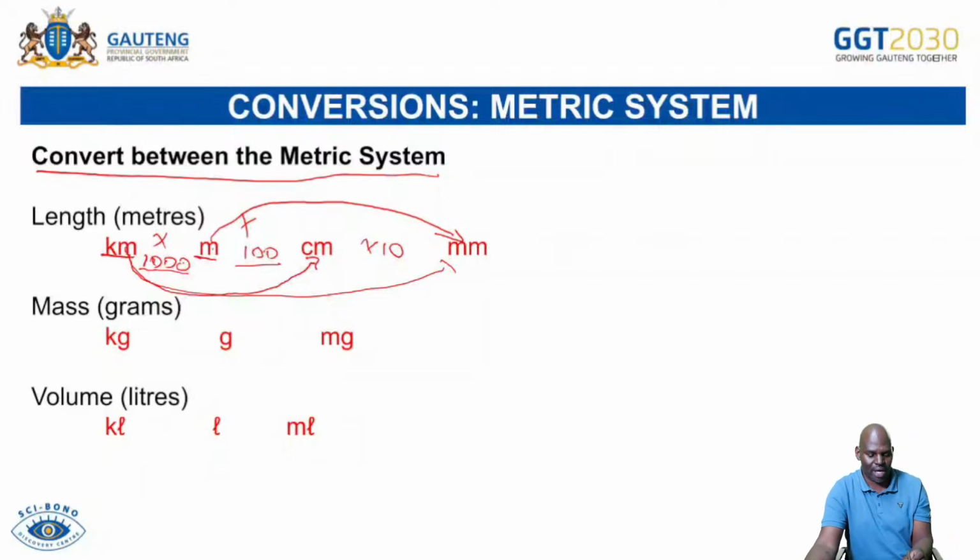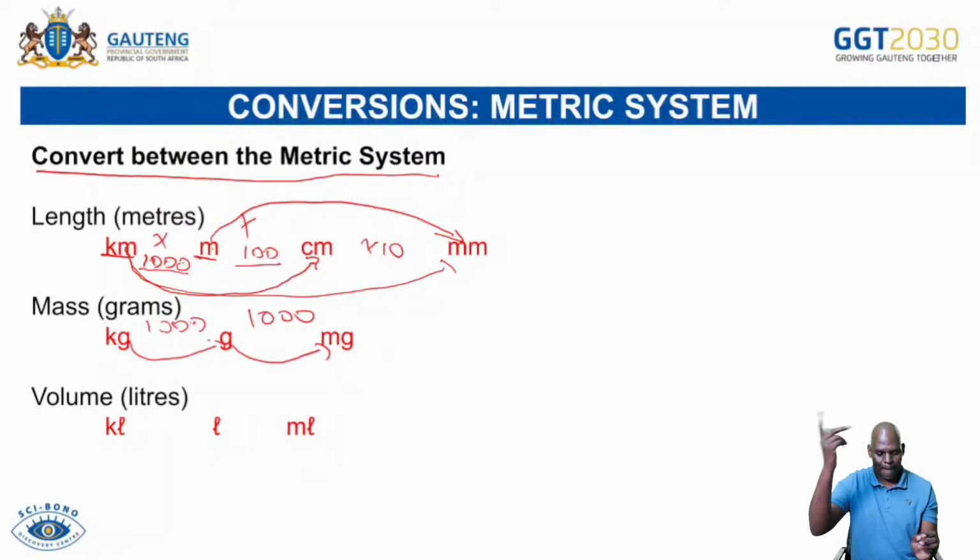The same thing with mass in grams. If you want to convert from kilograms to grams, we all know that you have to multiply by 1000. And from a gram to a milligram, you multiply by 1000 as well. So from a kilogram to a gram we multiply by 1000, and from a gram to a kilogram we divide by 1000. From a gram to a milligram we multiply by 1000, and the other way around we divide by 1000.